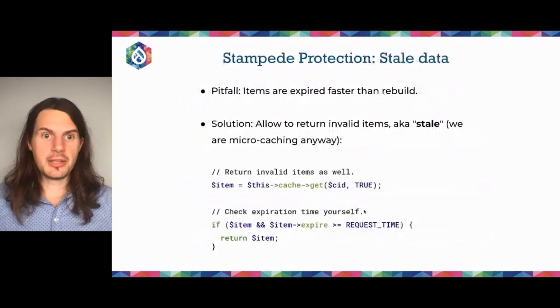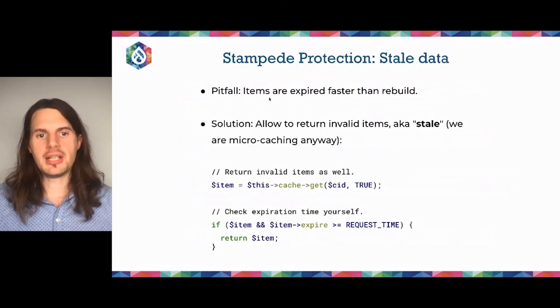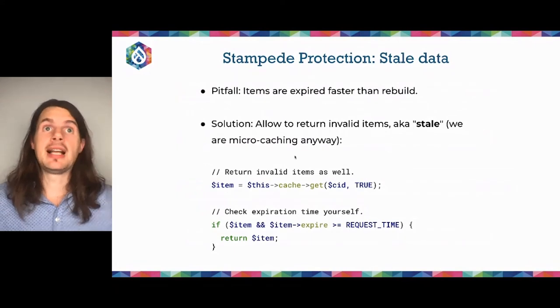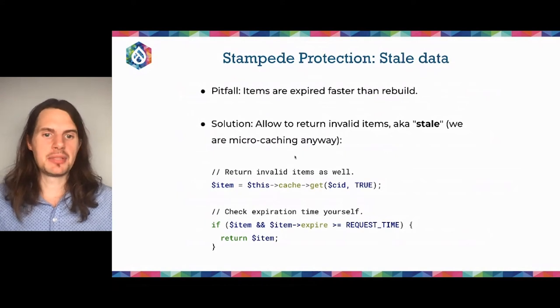And actually, we just fixed that in Drupal 7. So the solution is, when you're doing micro caching, allow invalid items. As I've said before, we are never truly deleting an item. So when we invalidate the cache, it's still there. It's still sitting in the database. It's still taking up space. It's just not valid anymore.